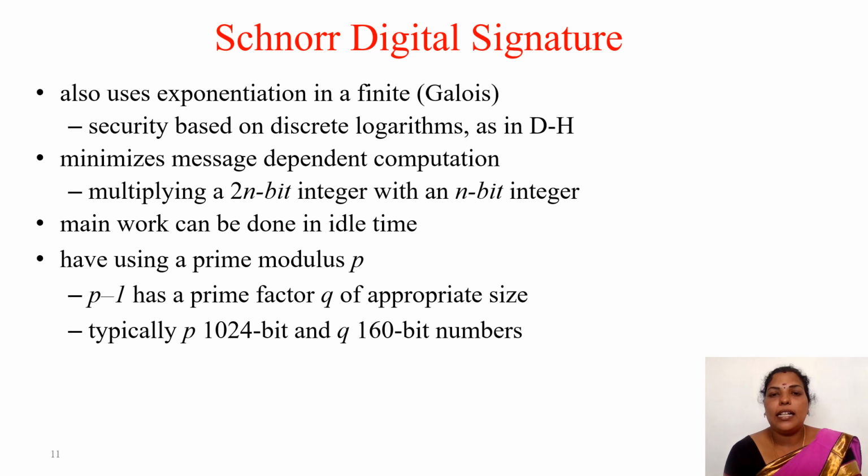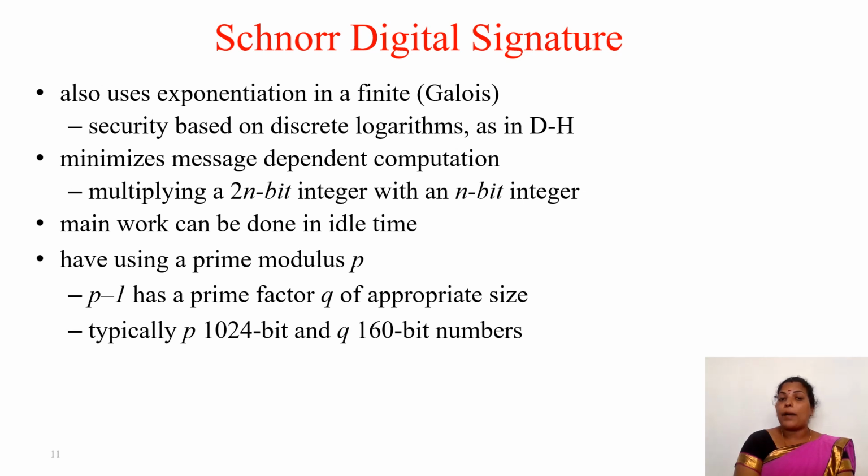Next is the Schnorr digital signature. It uses exponentiation in the Galois field only. Here also the security is based on discrete logarithms. Here also computing the discrete logarithms is difficult, similar to the Elgamal digital signature. This scheme minimizes the message dependent computation, that is, multiplying a 2n bit integer with an n bit integer. So the main work can be done in the idle time only in the Schnorr digital signature.